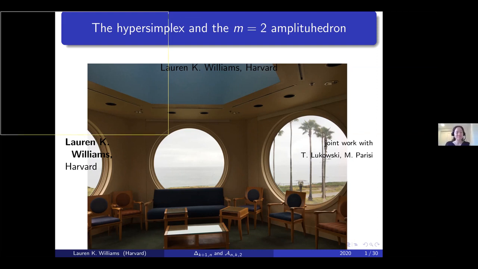It's lovely to be back with everyone, imagining that we're in the paradise that is KITP in Santa Barbara, while I'm sitting in the heat of Boston in my attic. Anyway, thank you for the invitation, and I'm going to speak primarily about joint work with Tomek Lukowski and Matteo Parisi. And this photo shows the sort of fishbowl room at KITP.